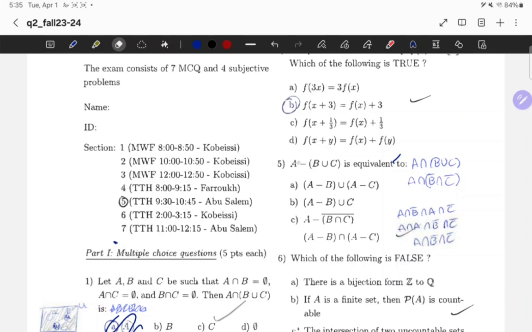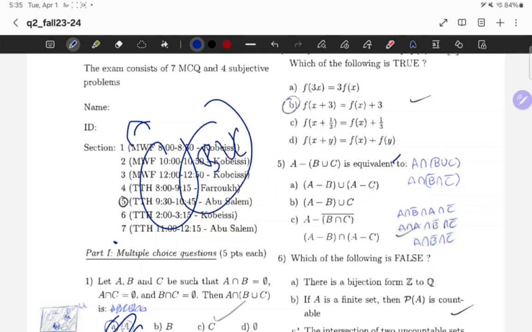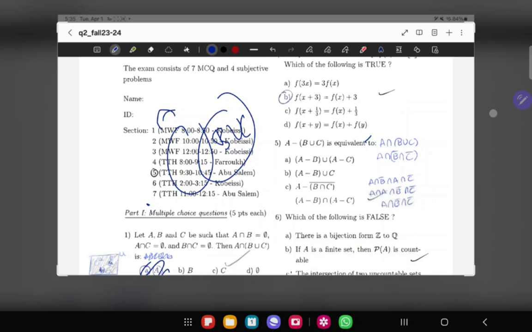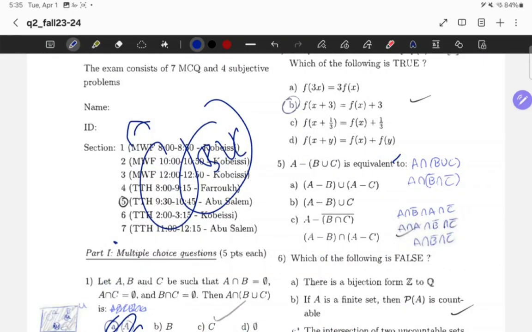Okay, so we're removing both B and C from A. So basically this is A, and we have the union of B and C, which is basically just B and C, and we're removing it from A. This is very clearly equivalent to... sometimes in these types of questions, it's useful not to really do this stuff, just think about it logically. Sorry, I took a screenshot by mistake.